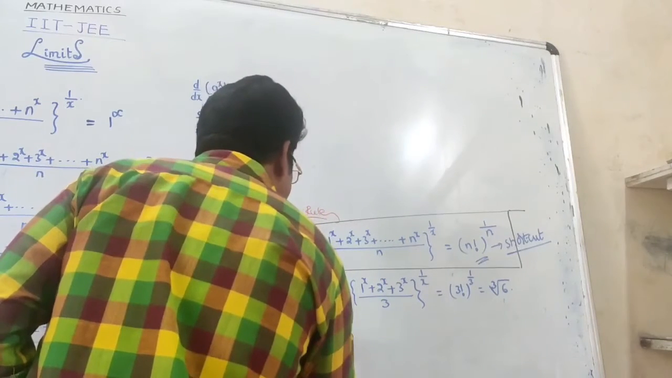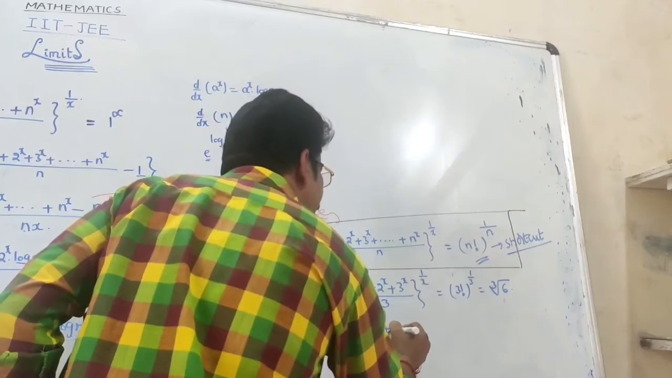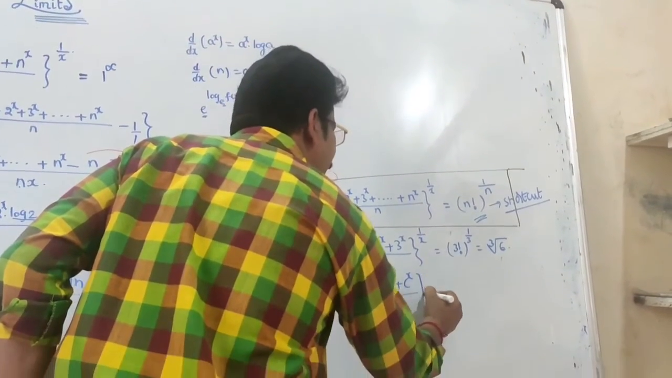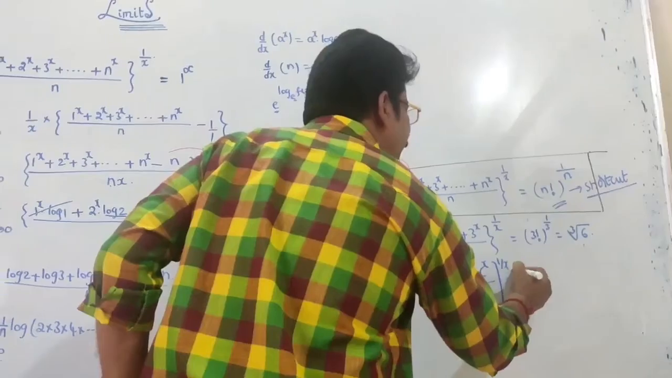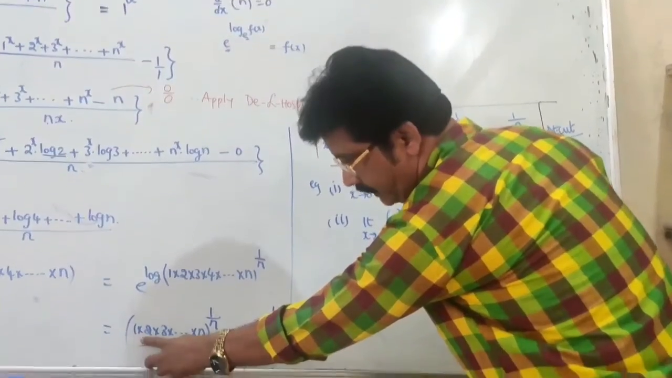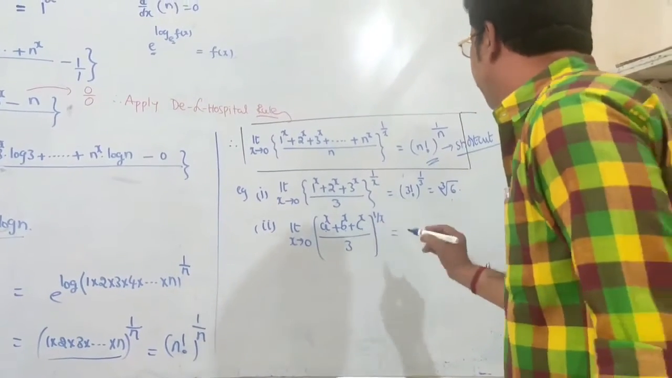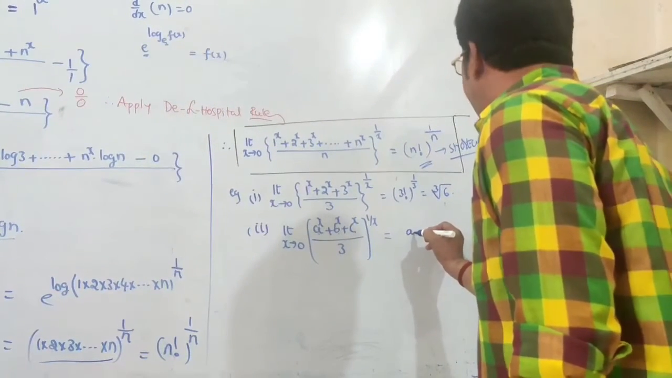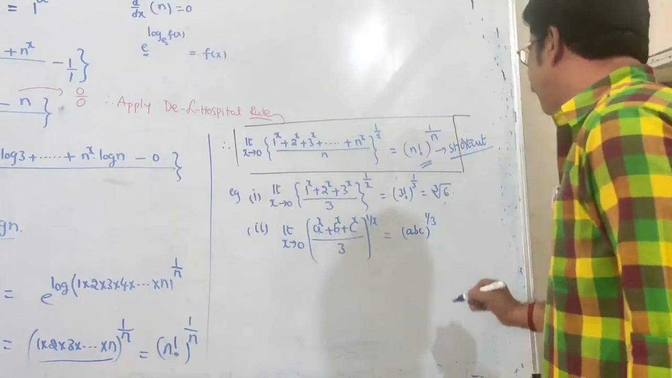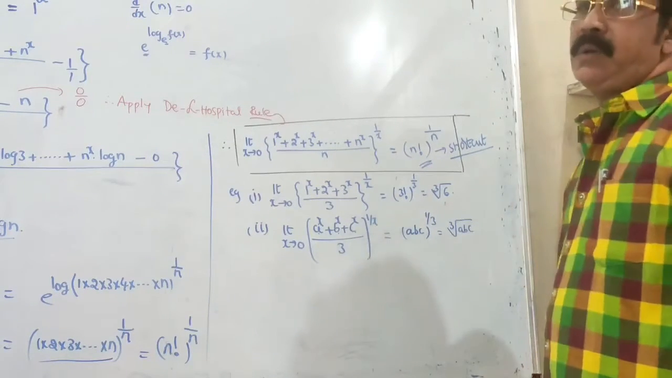Another example. Limit x tends to 0, a to the power of x plus b to the power of x plus c to the power of x, whole divided by 3, whole to the power of 1 by x is equal to, actually it is what you see here. It is the product from 1 to n. How many elements are there? A, B, C. So therefore write its product: A into B into C whole to the power of 1 by n, means n value 3, or simply the cube root of A into B into C.